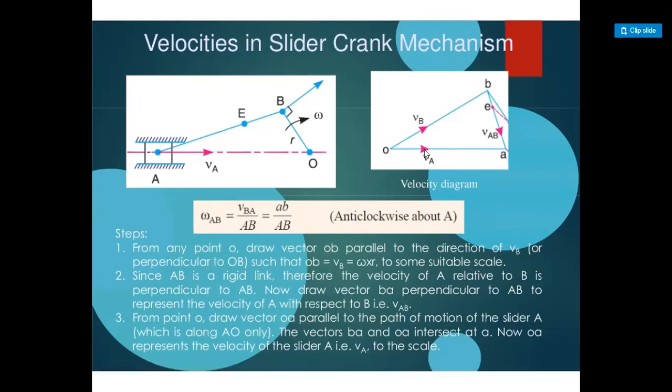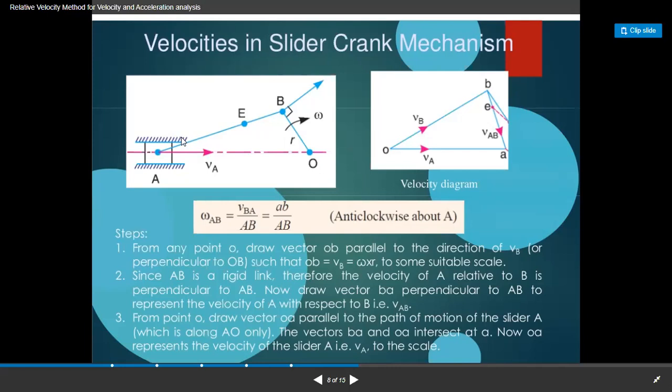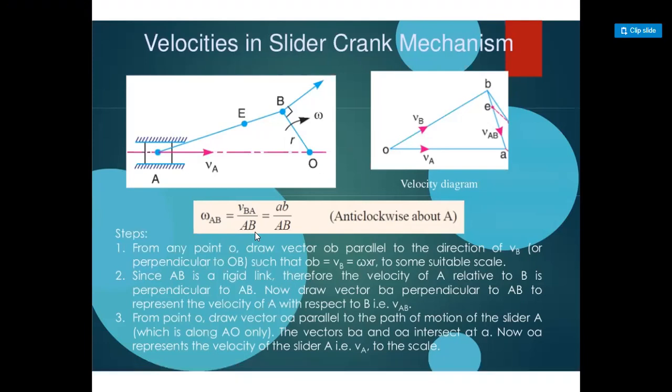Now the angular velocity of B with respect to A is found with the help of the equation omega AB is equal to VAB divided by AB. How can this equation be generated? The linear velocity is equal to angular velocity multiplied by the length of the link. So we can say the angular velocity is equal to linear velocity divided by the length of the link, right? With this equation you can find the angular velocity, and also you can find the absolute velocity of point A.